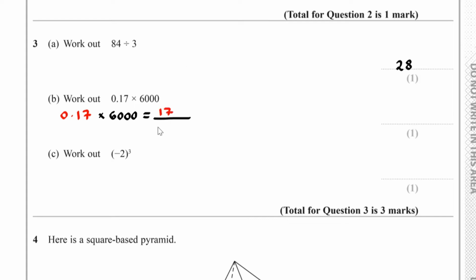17 over 100 multiplied by 6,000. Now 6,000 divided by 100, that is equal to 60, and so 17 times 60 is equal to 1020.